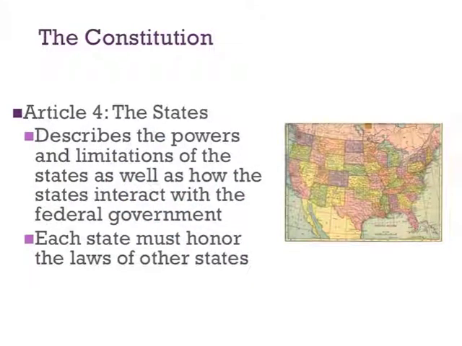It describes the powers and limitations of the state governments, and it dictates how the states should interact with the federal government. Most importantly, it says that every state has to honor the laws of other states. That's why issues such as gay marriage become very important. If gay marriage is enacted in one state, say in Massachusetts or Delaware, where currently gay marriage is legal, then according to Article 4, other states in the Union should honor the contract, because marriage is a contract. Other states in the Union should honor the contract of those states that have allowed gay marriage.